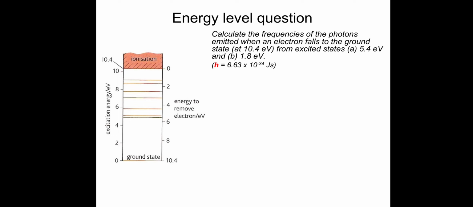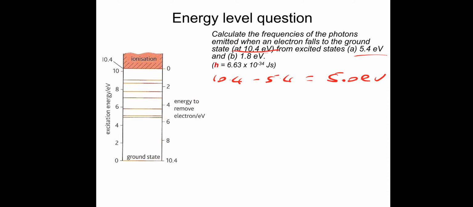So it's the energy level question. Calculate the frequencies of the photons emitted when an electron falls to the ground state at 10.4 eV, from excited states A at 5.4 eV, and B at 1.8 eV. So there's two questions here. And for each one, we just need to do the change in energy. That will be the energy of our photon that's being emitted, and then subsequently calculate the frequency. So the first one, we're going to start at 10.4 electron volts, and we're going to move to the 5.4 electron volts. So we need to do the difference in energies. So it's 10.4 minus 5.4, which gives us 5 electron volts.